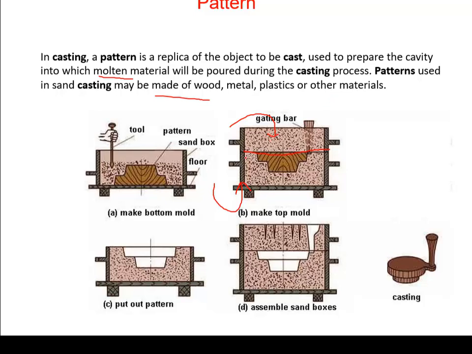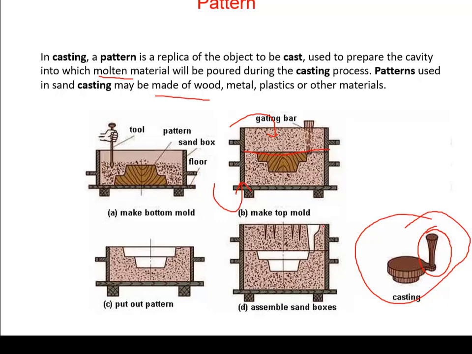We can see the sand is completely filled and the pattern is there, and after ramming over the surface, we take out the cope box. After removing the pattern, we can see the mold cavity is there, and this mold is ready to pour the liquid material from the pouring basin. After solidification, we can have this type of casting product.